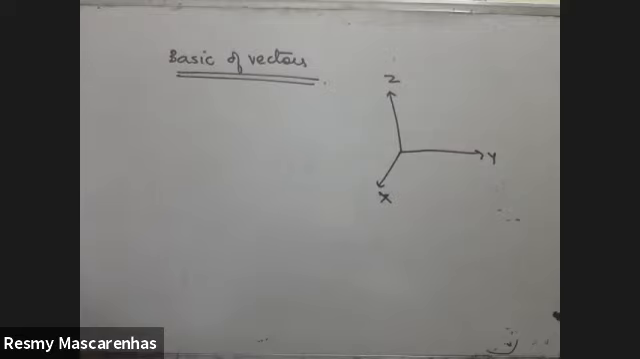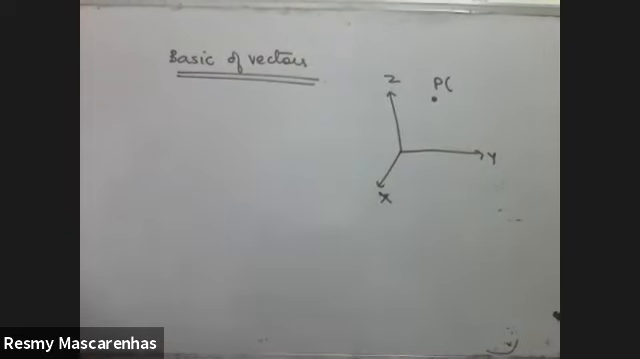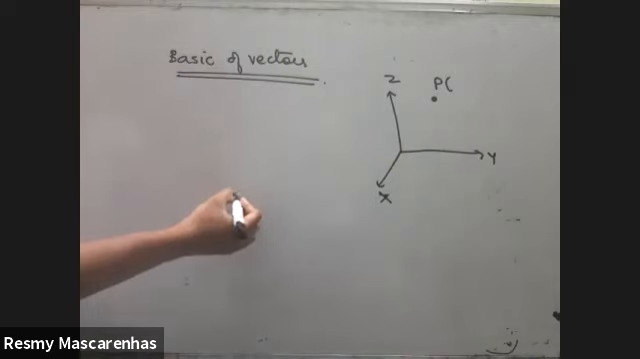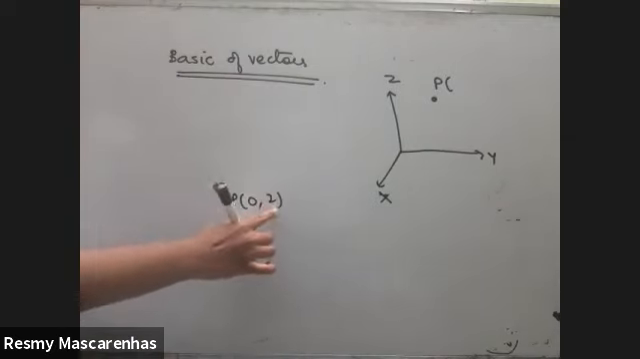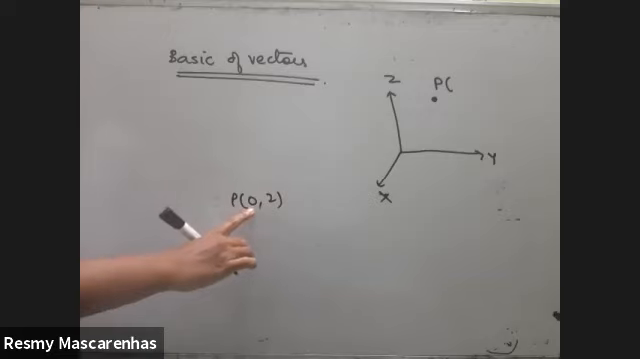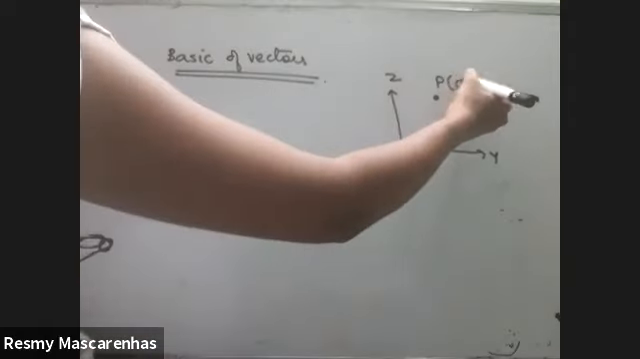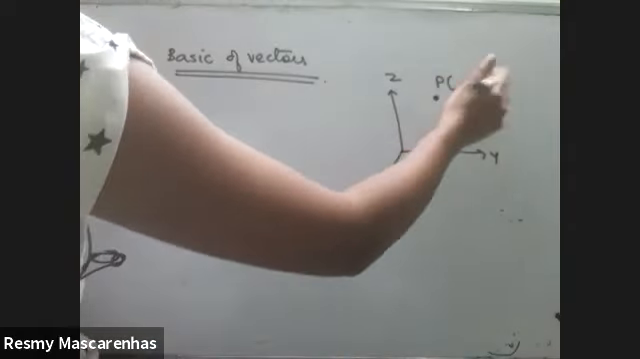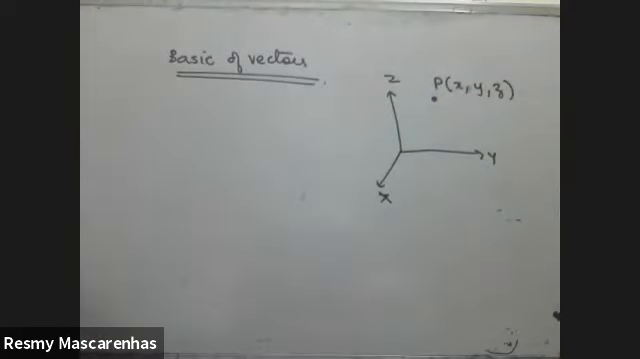Now consider any point in space. Any point P will always have some coordinates. How do we write any point? 0, comma 2. What are these? They are always called the coordinates. This is the x coordinate, and this is the y coordinate. Now in three-dimensional, it will have all three: the x coordinate, y coordinate, and z coordinate.